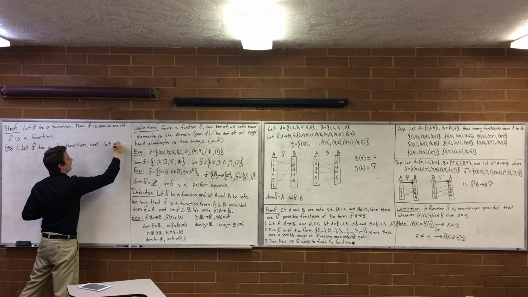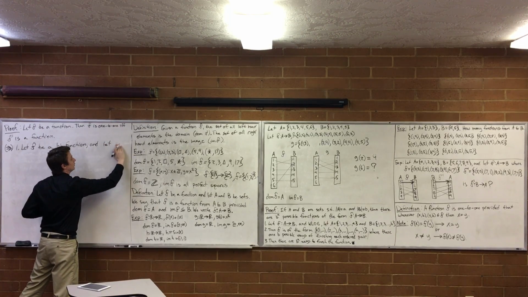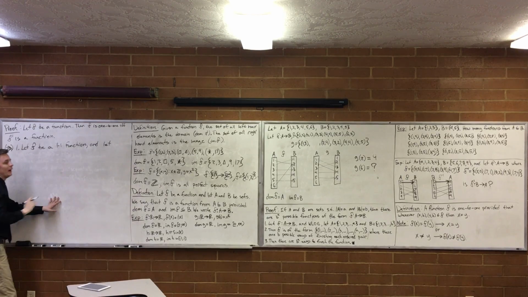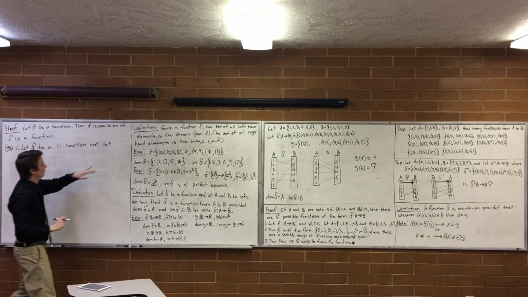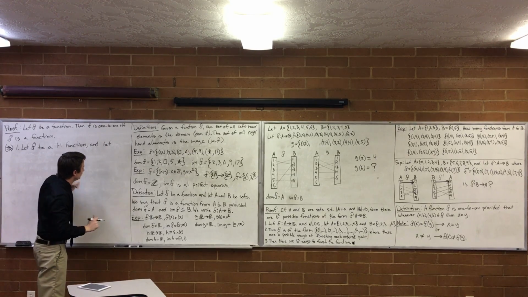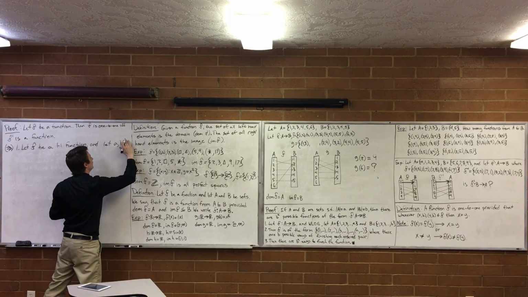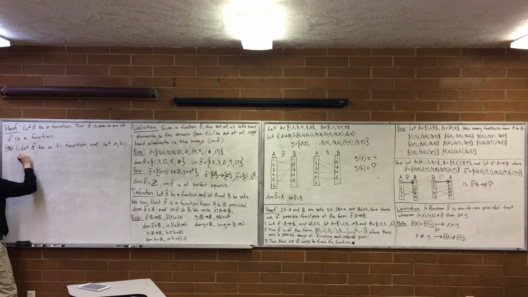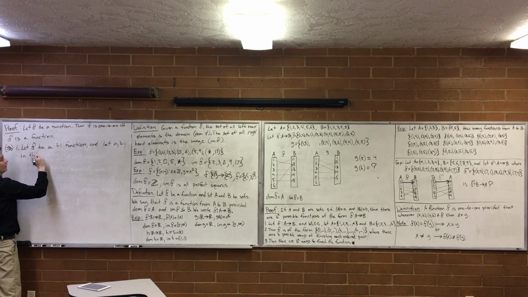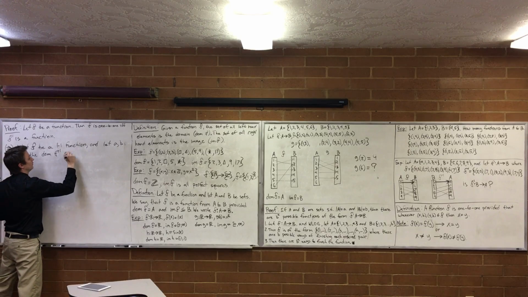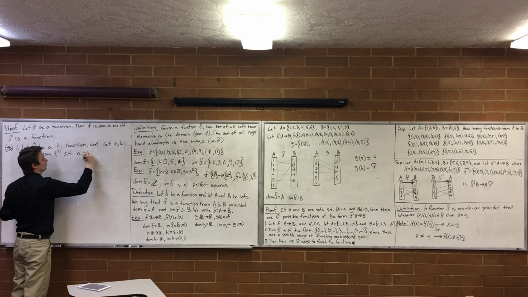And let... is that going to confuse you? Yes, it's already confusing. I'm going back and forth between the domain and the range, and I'm trying to think about letters to use that aren't going to confuse you. A, B. Let A and B be in the domain of f inverse such that A equals B.